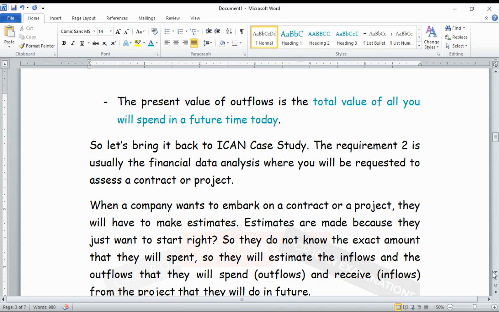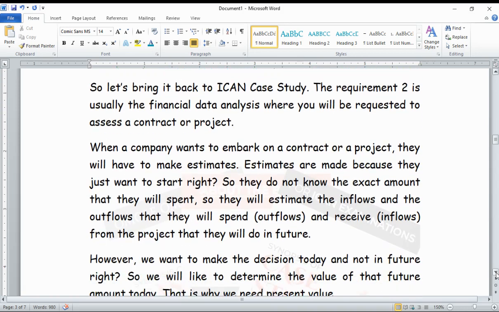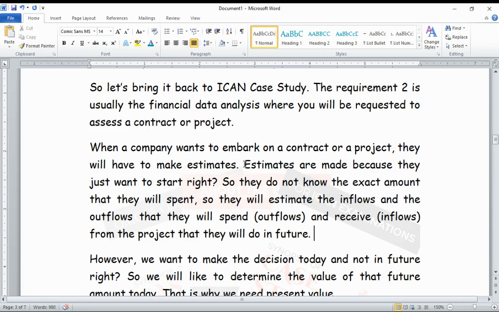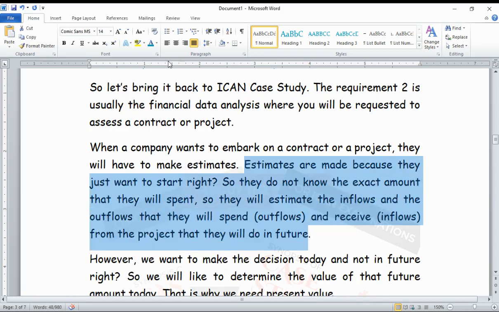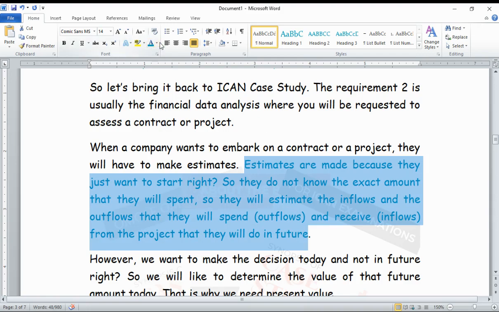Now let's bring it to the ICAN case study. Your requirement two is usually your financial data analysis. So you'll be requested to assess a contract or a project. When a company wants to embark on a project or contract, they will have to make estimates. Because now you're telling me that you want to embark on a project in year 2025, and you're telling me the cost is 5 naira, the cost is 10 naira. How do you know the cost is 5 naira or 10 naira? Because you're making estimates.